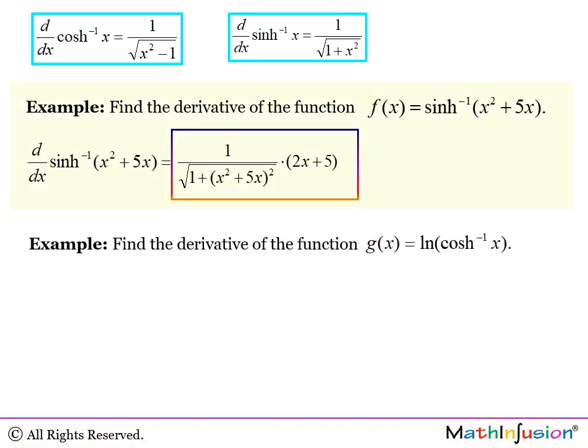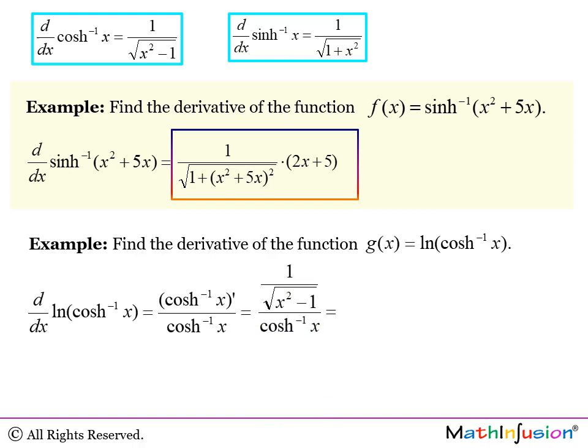Another example. Let's find the derivative of ln of the inverse cosine hyperbolic x. Because it's ln of a function, the answer will be the derivative of the inner function, which is the inverse cosine hyperbolic x, over the function itself, which is the inverse of cosine hyperbolic x. And the derivative of the inverse cosine hyperbolic x is 1 over square root of x to the power of 2 minus 1. We will just rewrite it and we get this.